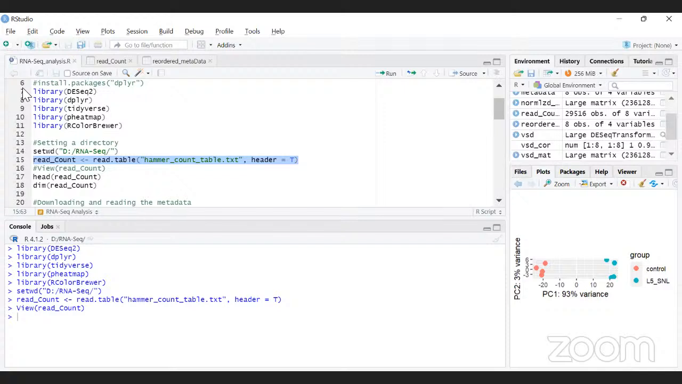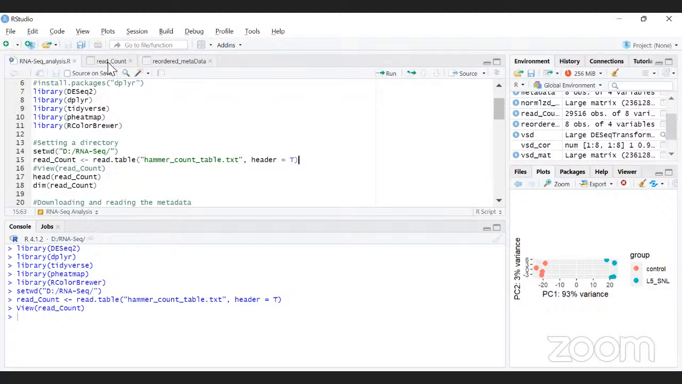This is how you load a library in R. You use library and the name of the package that you want to load, and there is dplyr and tidyverse. dplyr and tidyverse are data manipulation packages. I have loaded both of them, and then pheatmap is a package to create heat maps, and RColorBrewer is a library for colors. I have loaded all of these packages, and then I have set the working directory, and I have read the count file, called this hammer count table, using the read.table command.